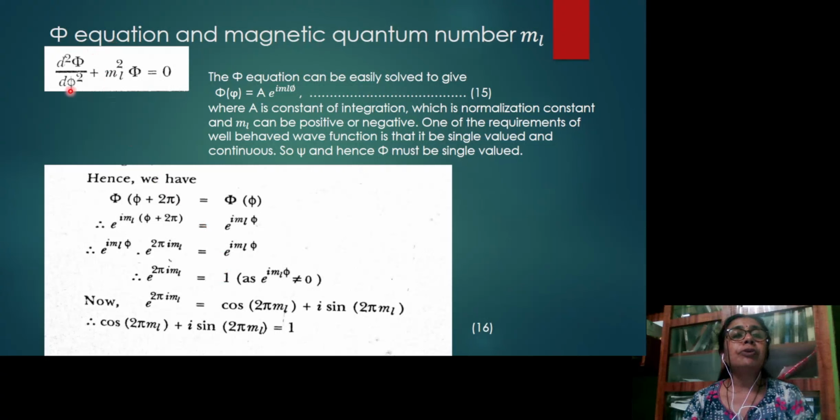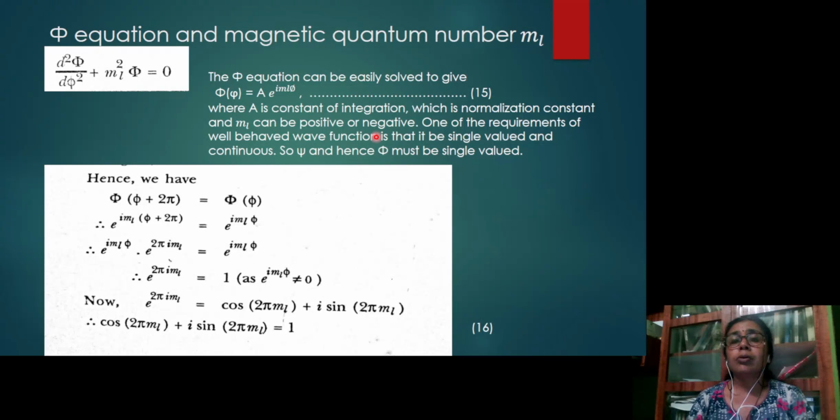So phi equation, we have seen that it is the second order differential equation given by d2 phi by d phi square plus ml square phi is equal to 0. Remember, this small phi is the variable phi and capital phi is function of phi, that is a function of angle phi. Now if we solve this second order differential equation, the solution will be of this form: A e raised to I ml phi. Okay, so it is a complex number. Capital A is a constant of integration, which is also a normalization constant for the wave function, and ml can take positive or negative values.